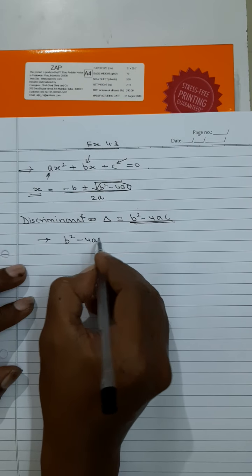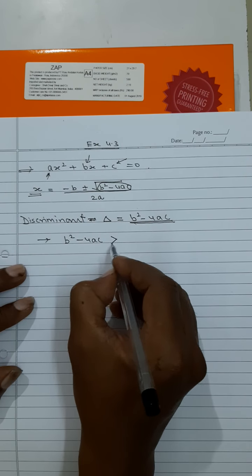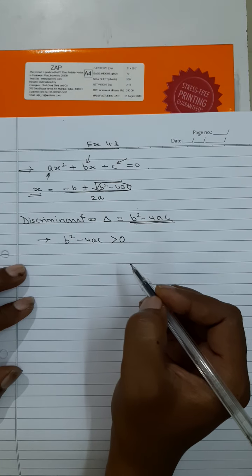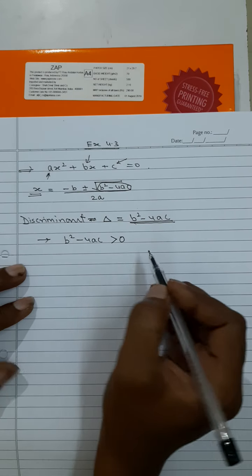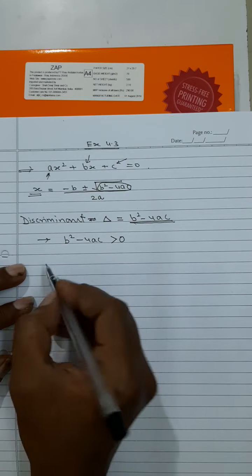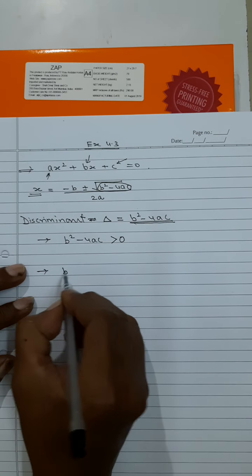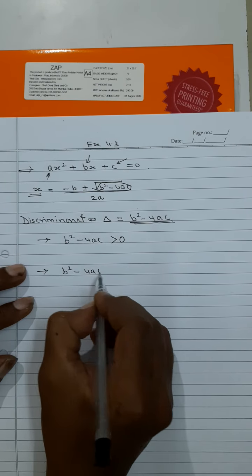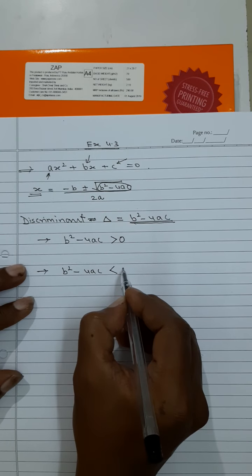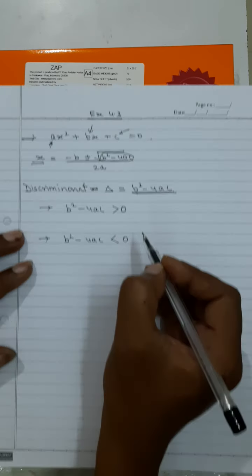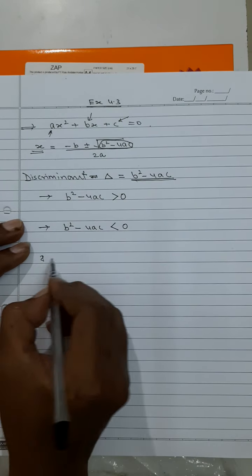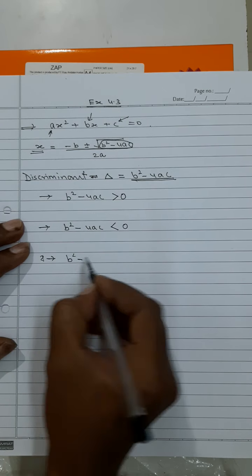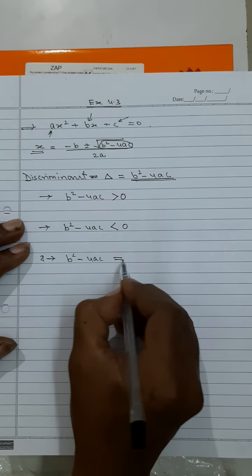b square minus 4ac will either be a positive number which is greater than 0. If it is like that, then what happens? Otherwise, b square minus 4ac will be a negative number which is less than 0. Or one more possibility is that b square minus 4ac is exactly equal to 0.